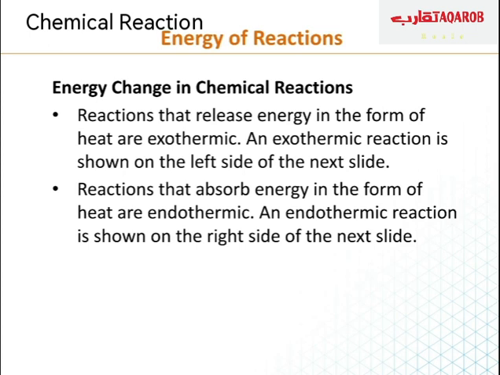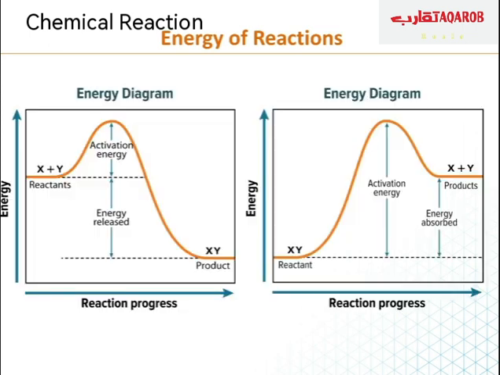So there is a change in energy in chemical reactions, like exothermic and endothermic. Reactions that release energy in the form of heat are called exothermic. Again, reactions that release energy in the form of heat are called exothermic. Exo, releasing. An exothermic reaction is shown on the left side of the next slide. You will see the picture in the next slide. This is the right one, which is the exothermic one.